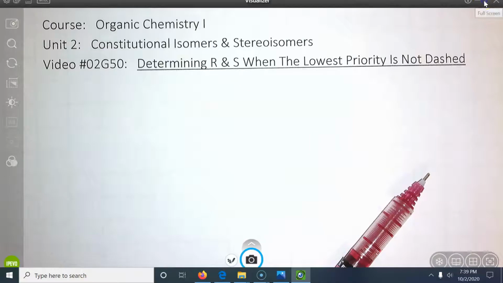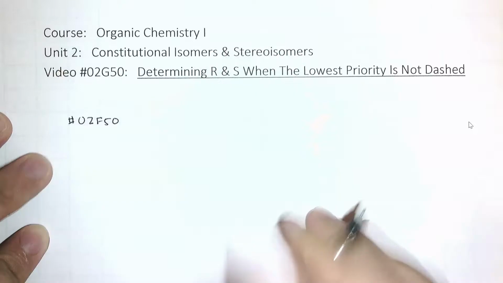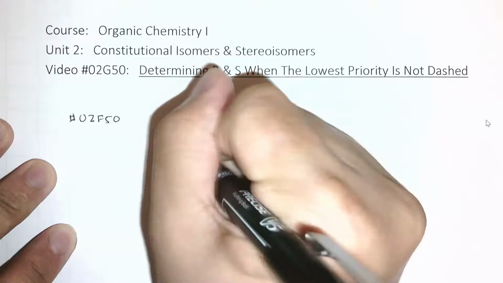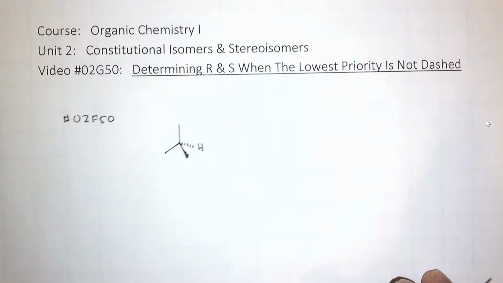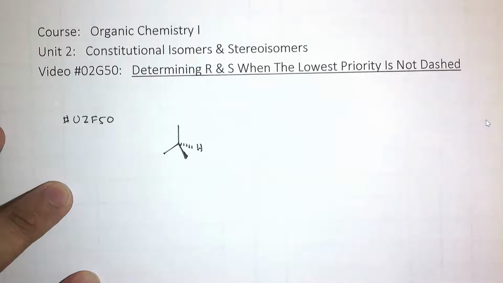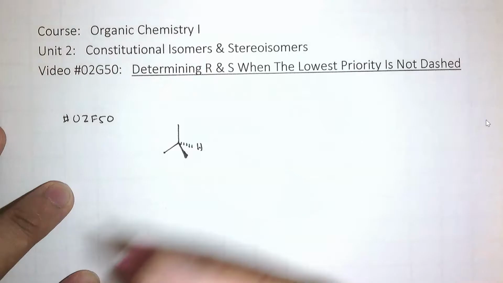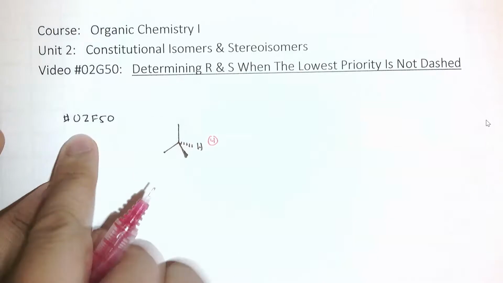Now, in the previous video, all of the examples that I went over had the hydrogen as a dash. And we had 3 other groups. Now, the lowest priority isn't always necessarily hydrogen. What if your molecule has a chiral carbon that's not attached to any hydrogen? It just happened to be our lowest priority in all of those examples in the previous video.